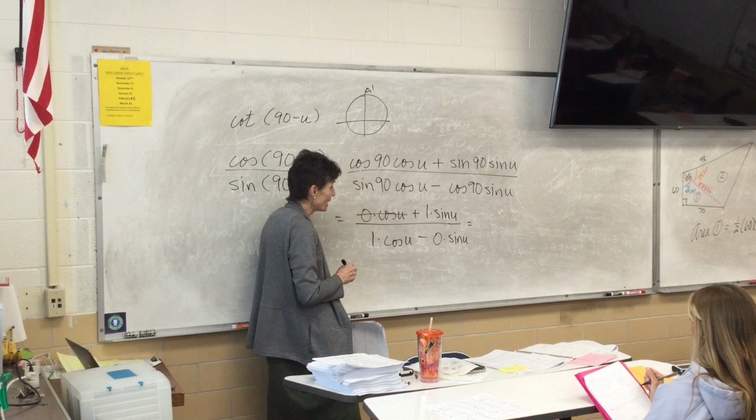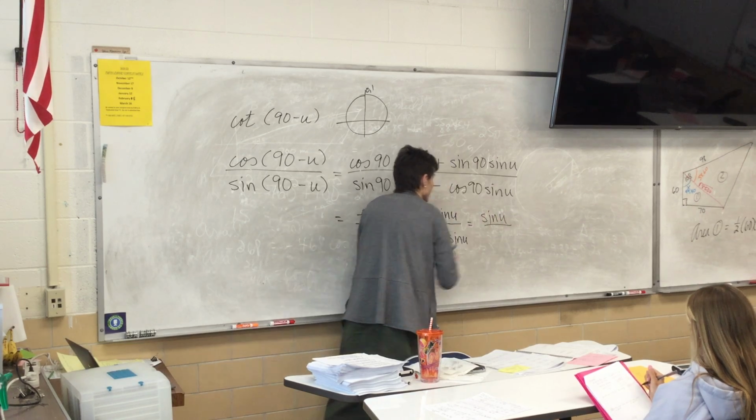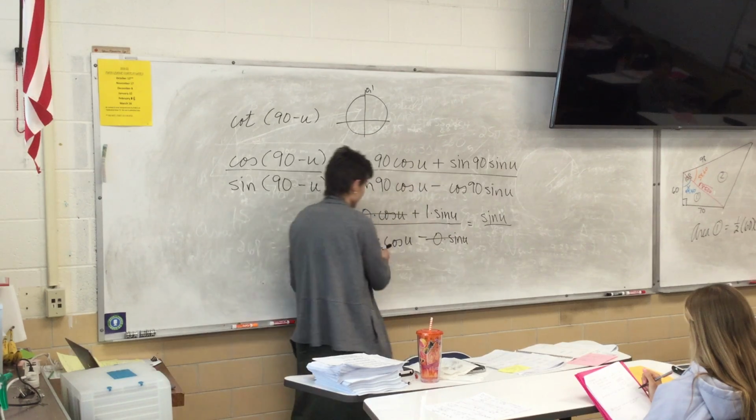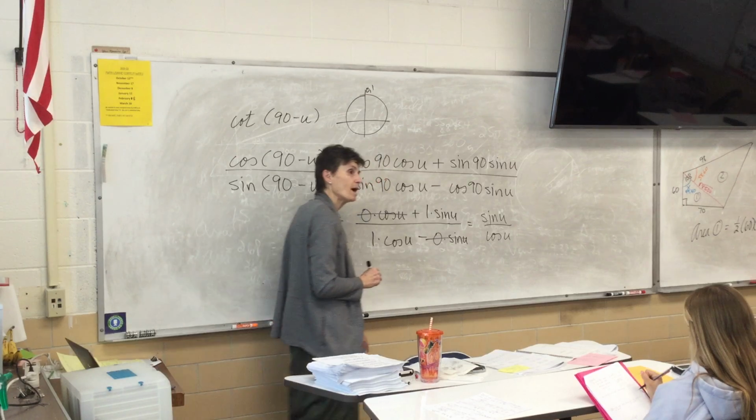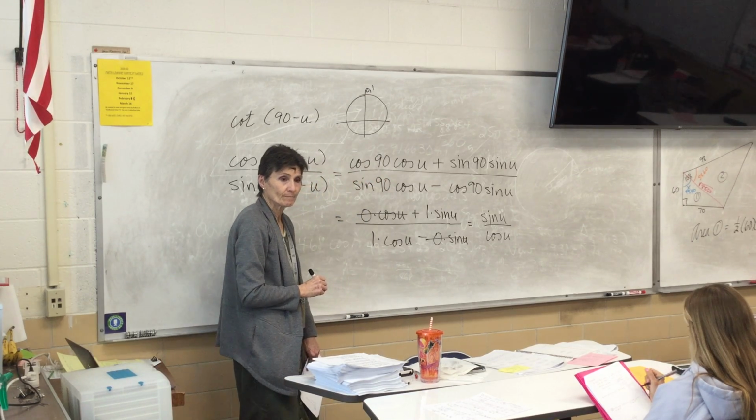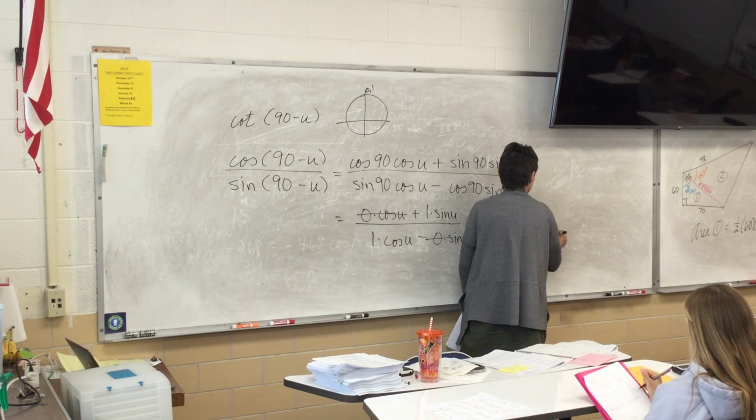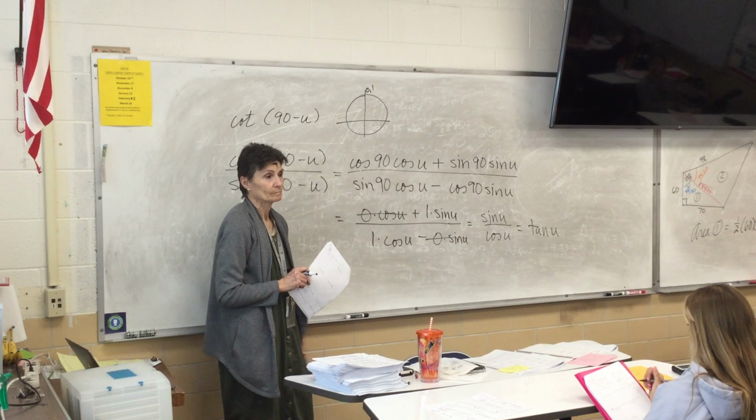So what do I have on top? Sine u, basically sine u. And what do I have on the bottom? That's gone, so basically just cosine u. Wait a second, what's sine over cosine? Tangent. So this came out to be tangent, and I hope that's what I wanted. It is. Good. Yay.